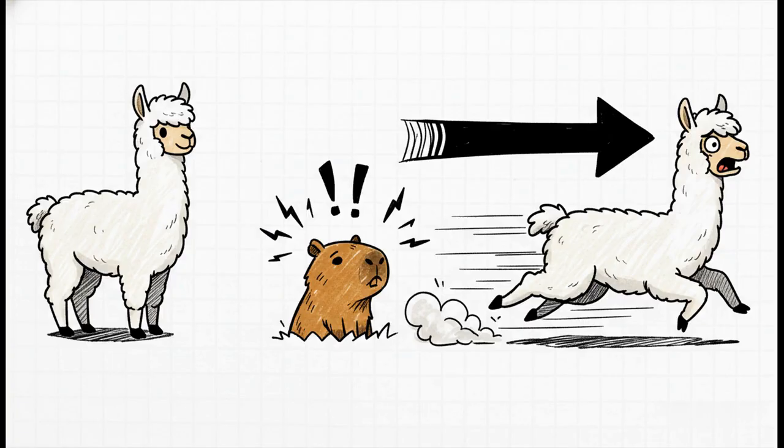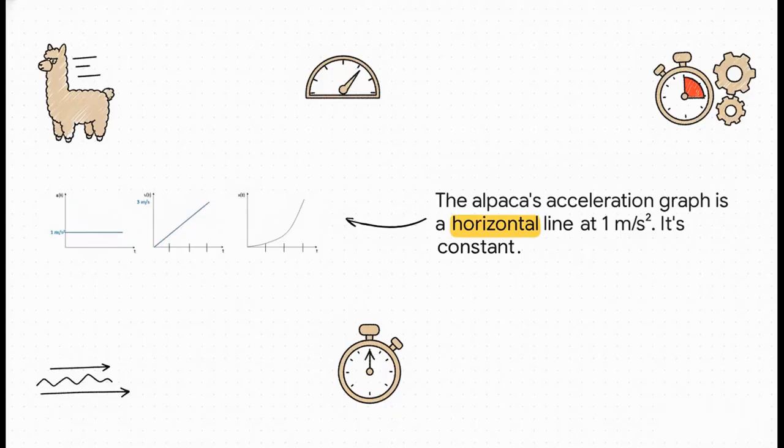The alpaca bolts, accelerating at a constant rate of 1 meter per second squared. Now what does that mean? It means every single second its velocity increases by 1 meter per second. This one change changes everything about our graphs. Let's look at the graphs.